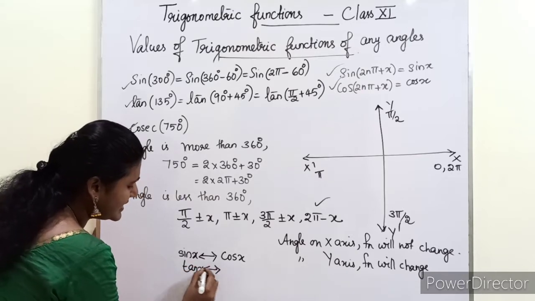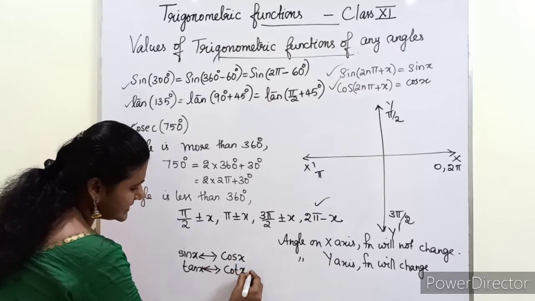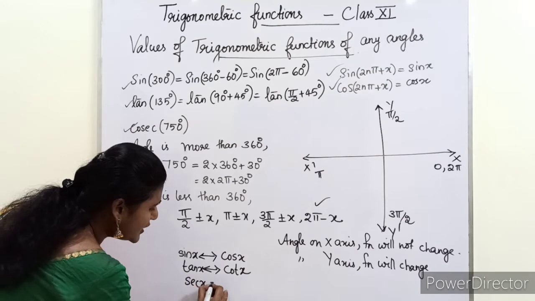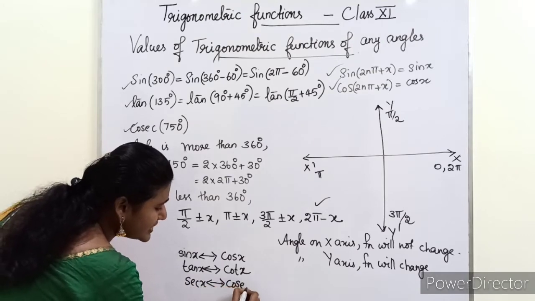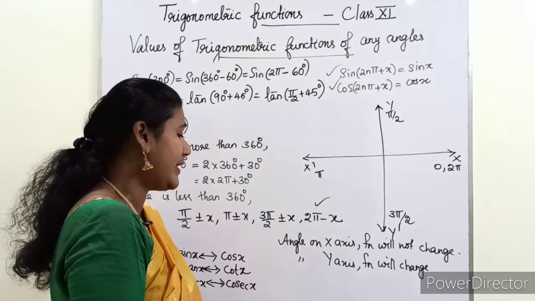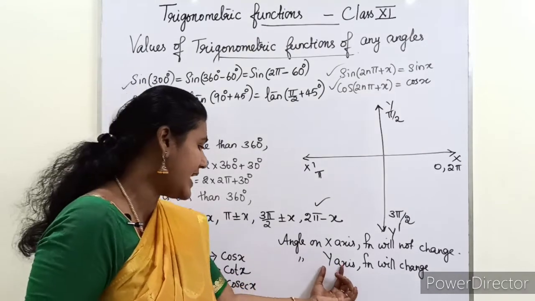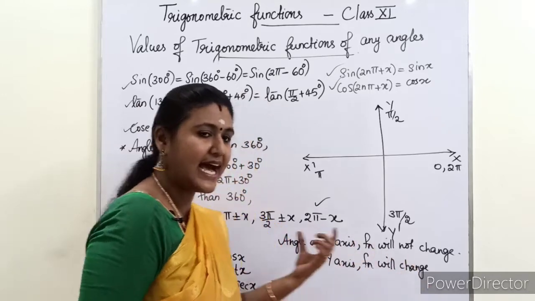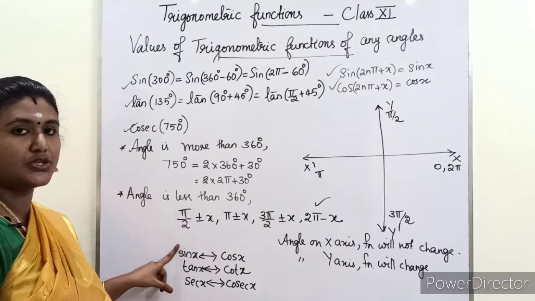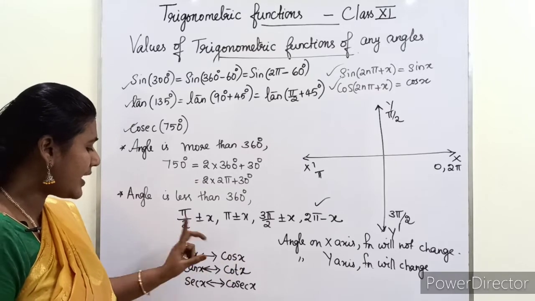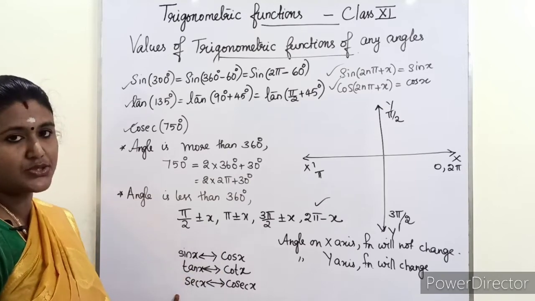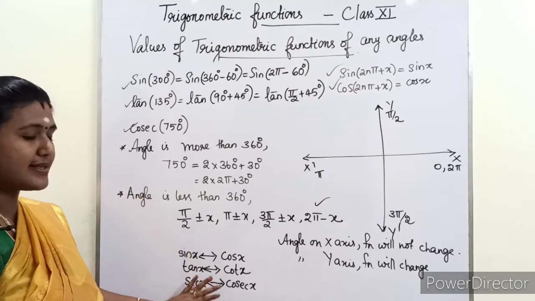Its co-function is cot x, and cot x will change into tan x, and sec x will change into its co-function, that is cosec x. So this change will happen only on angles on the y-axis. Only for angles on the y-axis the function will change, and the change will be like this. Sin will change into cos, and cos will change into sin. Tan will change into cot, and cot will change into tan. Sec will change into cosec, and cosec will change into sec. So these are the changes.